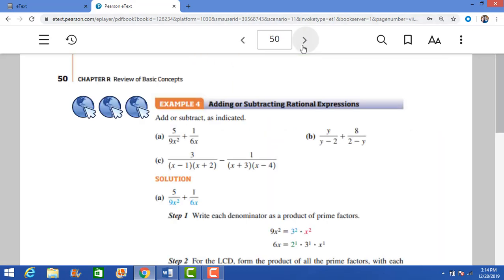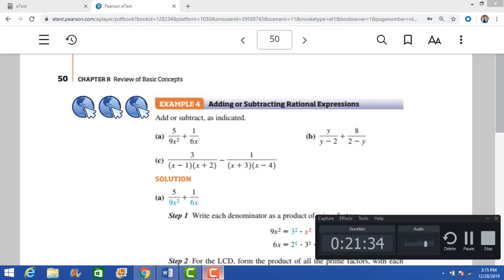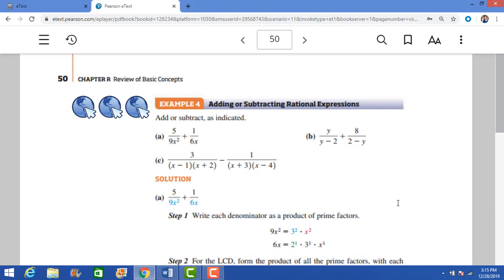So here's what we're going to do. Example 4, part A. Now we could do the rule of 4 and just cross multiply and multiply across, but let's get the least common denominator in this case. We're going to put these in factors. So these are already in factors, except here we could factor this into 3 times 3 and this into 2 times 3.